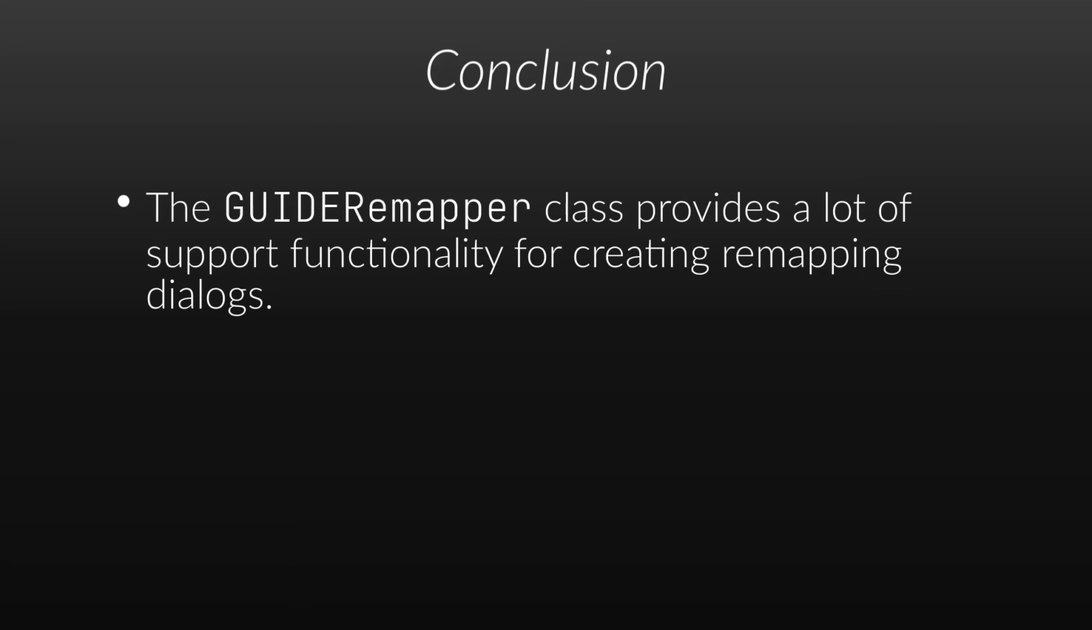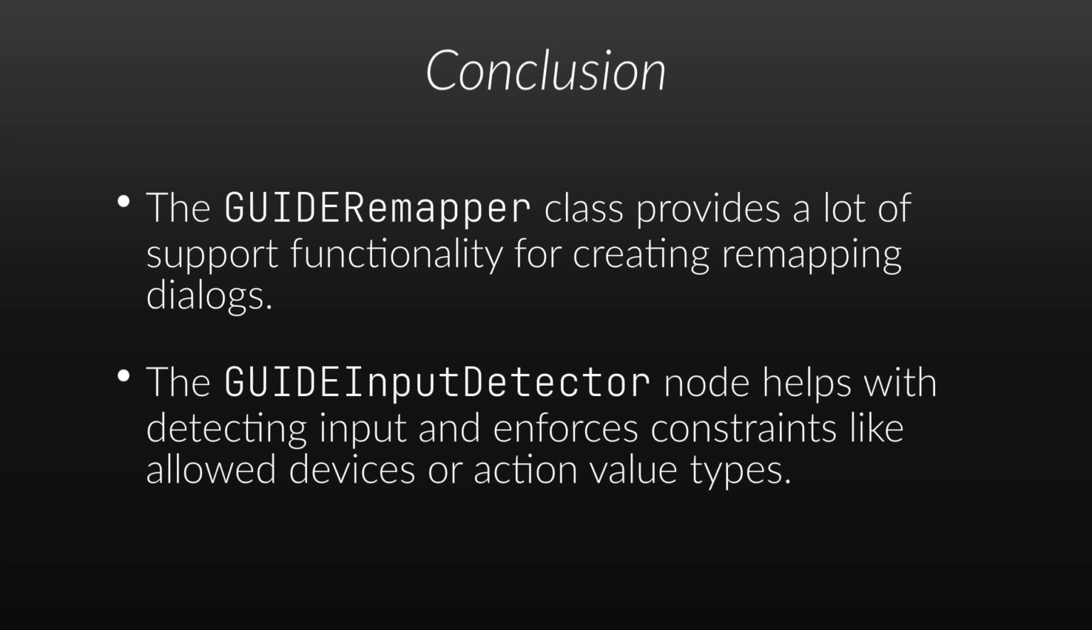We learned that we can use the Guide Input Detector node to detect input that matches our action, so that we only detect buttons for Boolean actions. We also learned that we can configure the device types for which input should be detected so that the player doesn't bind keyboard controls to our controller mappings. And we learned how we can configure inputs that will abort detection so our player can change their mind if they don't want to rebind an action.